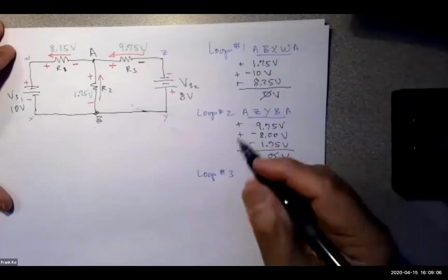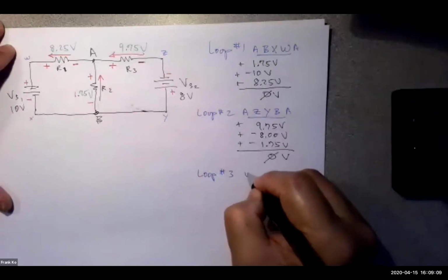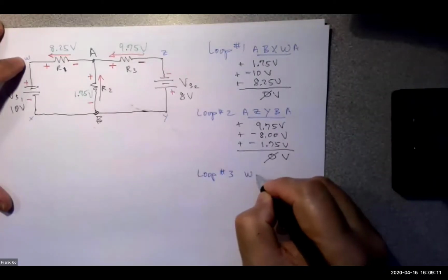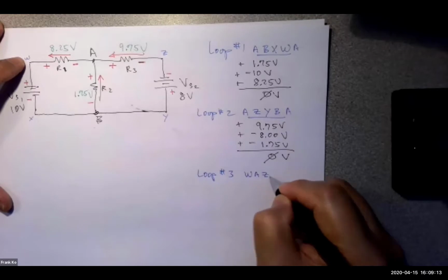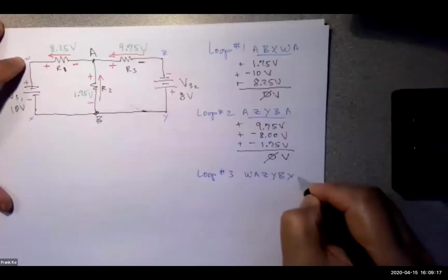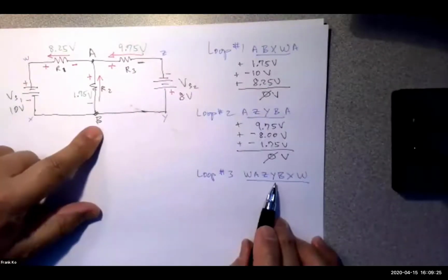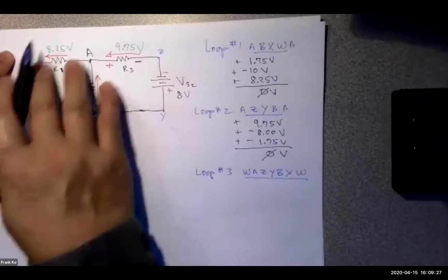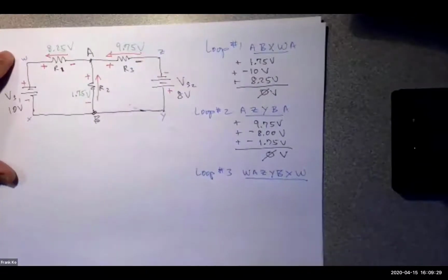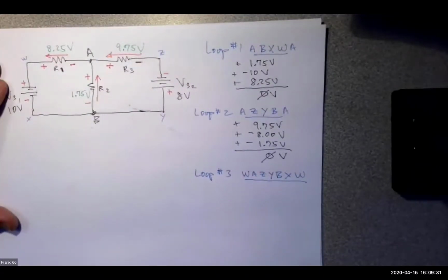Okay, here, I'll call this out. I will start at point W, and I will go from W to A to Z, Z to Y, Y to B, B to X, back to W. So a whole bunch of points there, yes? Yes. So to follow this, W, A, Z, Y, B, X, W. So I'm going around the outside loop, yes? And if I go around the outside loop, let's see what we have.